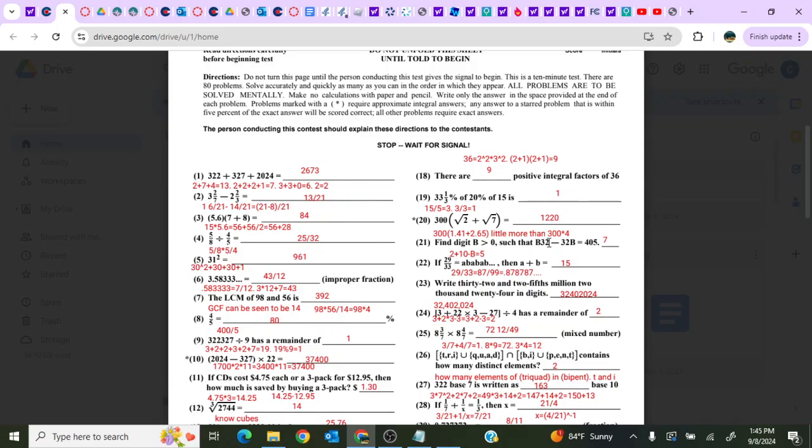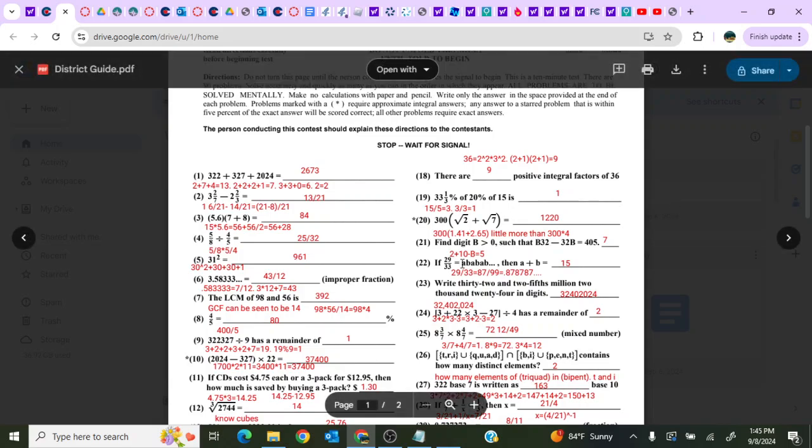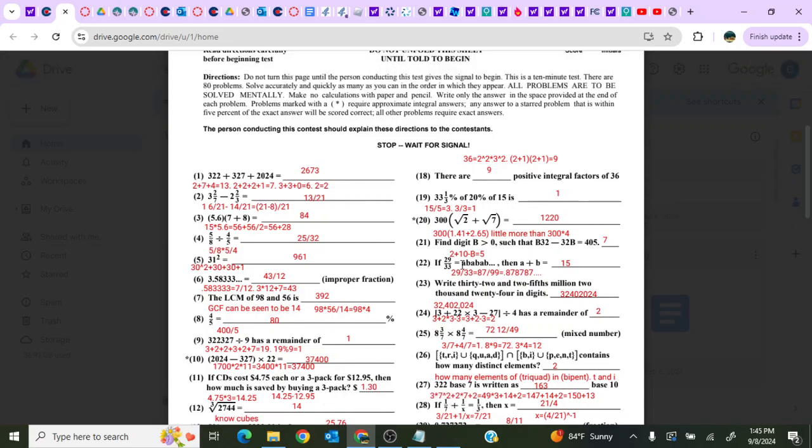22, if 29 over 33 is equal to 0.AB repeating, what is A plus B? Well, this is a clearly defined sequence where a number is divided by 99. So 29 over 33 is equal to multiplying both of those numbers by 3, 87 over 99, which is the equivalent of 0.878787. So 8 plus 7 is 15.